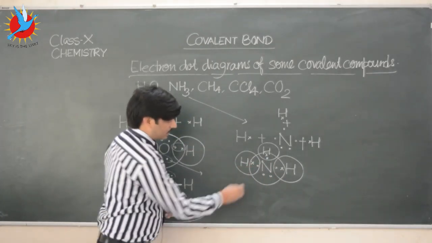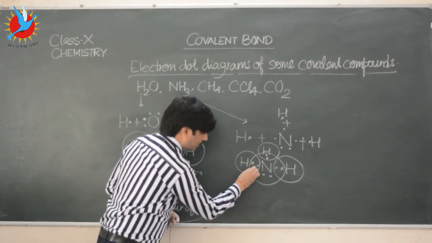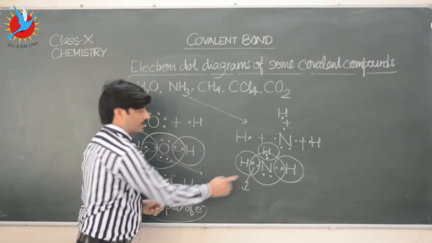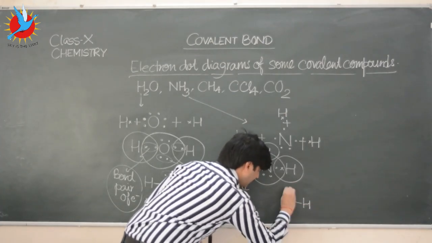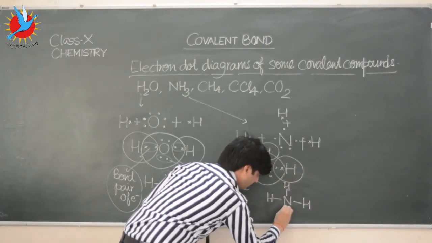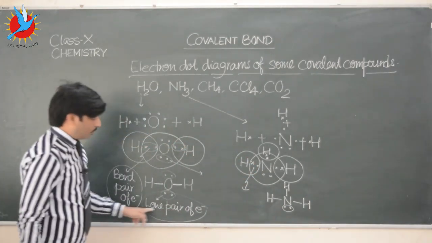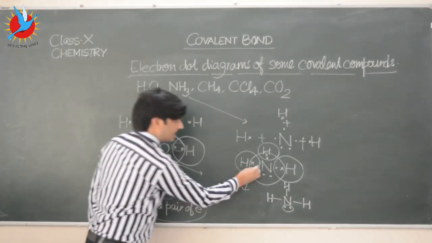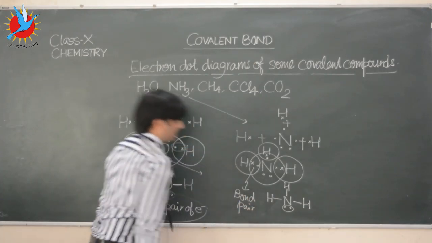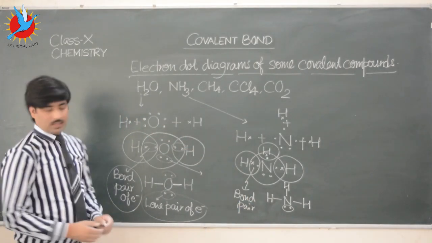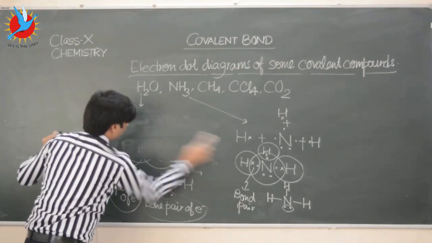As you can see, between nitrogen and hydrogen atom, 1 electron pair is going to be shared. That's why between nitrogen and hydrogen atom, there will be single covalent bond. And these electrons are known as lone pair of electrons, and these electrons are known as bond pair of electrons. Now we will discuss the molecule CH4, methane.